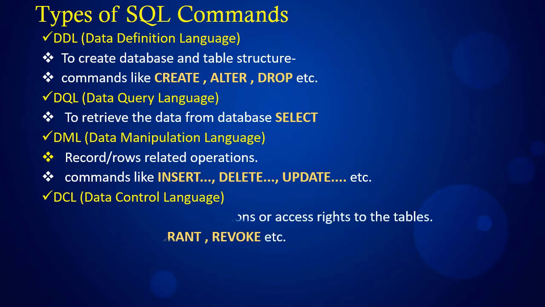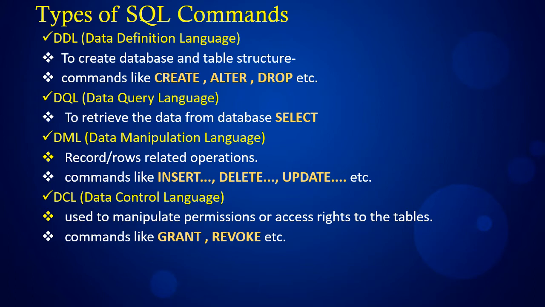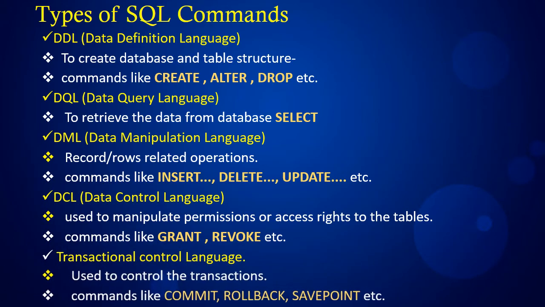DCL, data control language, is used to manipulate the permissions or access rights to the tables. Example commands are revoke, grant, etc. Then transaction control language, which gives control over the transactions. Example commands are commit, rollback, savepoint.